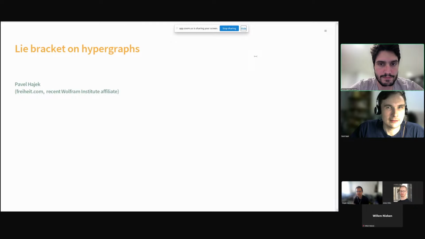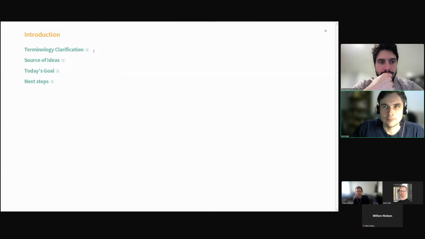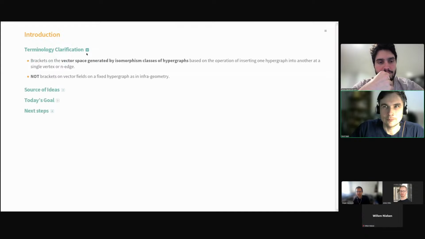Good. So my talk is called Lie bracket on hypergraphs. Okay, good. So first, I need to clarify the terminology a little bit. So we are going to consider Lie brackets on the vector space generated by isomorphism classes of hypergraphs, which are based on the operation of inserting one hypergraph into another hypergraph at a single vertex or an edge. We are not going to be considering any Lie brackets on vector fields on a fixed hypergraph as in infrageometry.